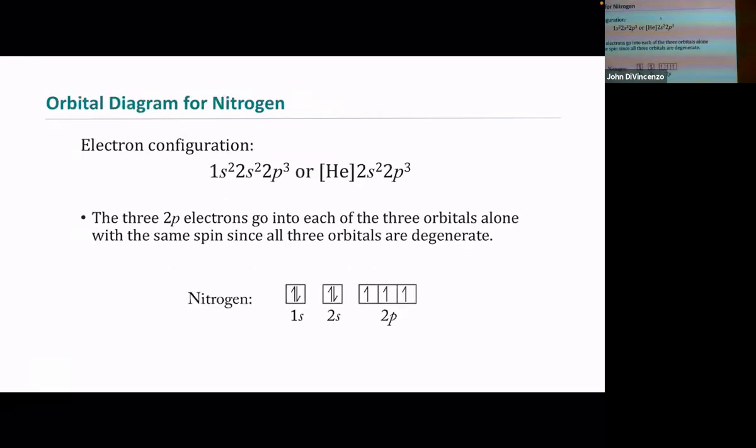So let's look at the orbital diagram for nitrogen. These are orbital diagrams where we draw little boxes for each of the orbitals. And if they're of the same energy, we group them together. So you see the 3 p orbitals are grouped together in 1 rectangle with 3 separate boxes because we call these degenerate. Same energy. And that's because quantum numbers don't distinguish between the 3 2p orbitals. They have the same energy.